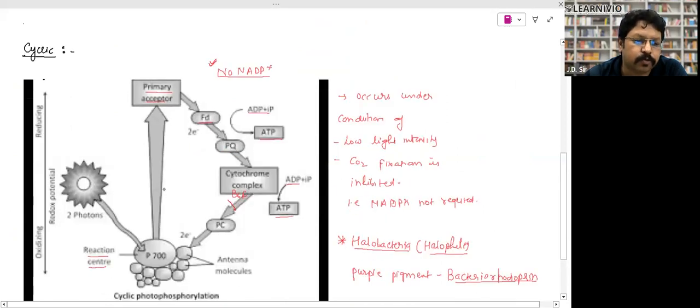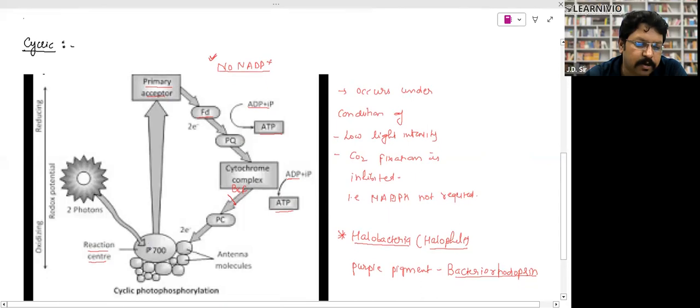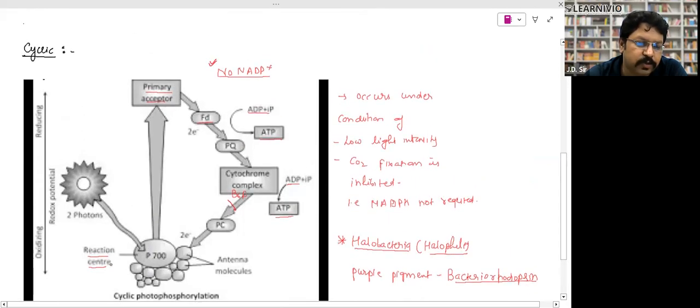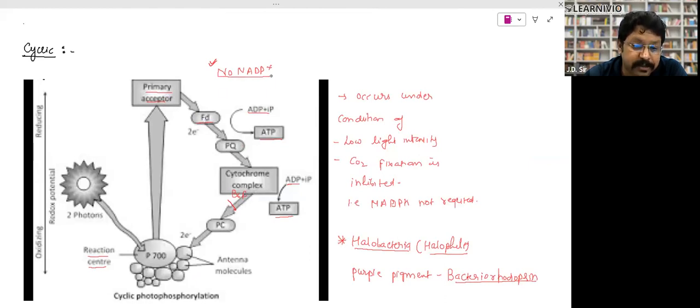In cyclic photophosphorylation, only P700 is involved. Look, the electron will start moving, it will get excited, and it will reach the primary electron acceptor. From the primary electron acceptor, it will reach ferredoxin, but NADP plus is not present, right? So the electron will come to PQ, plastoquinone, right? When the electron comes back from ferredoxin to plastoquinone, formation of ATP will take place. Means photophosphorylation will take place.